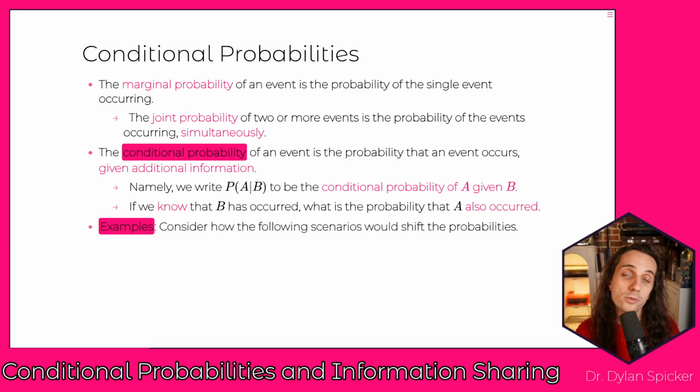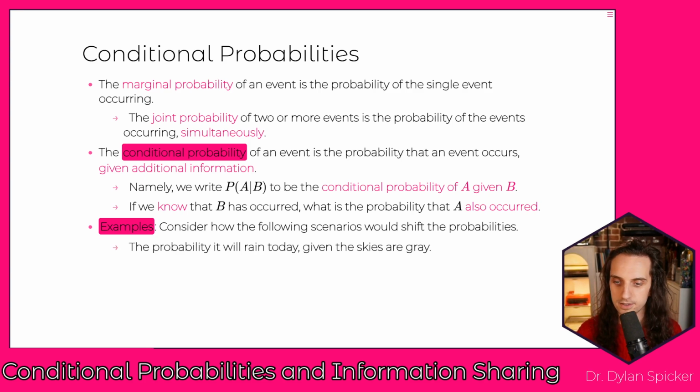So consider the following examples, and in each of these examples we can think about, well, what would a marginal probability look like, and then what is a joint or a conditional probability going to look like? So we can ask ourselves, well, what's the probability that it rains today? That's just a marginal probability. But what if we look outside and we know that the skies are gray? So if we want to know, well, what's the probability it rains today given the skies are gray, this is now a conditional probability. We have additional information.